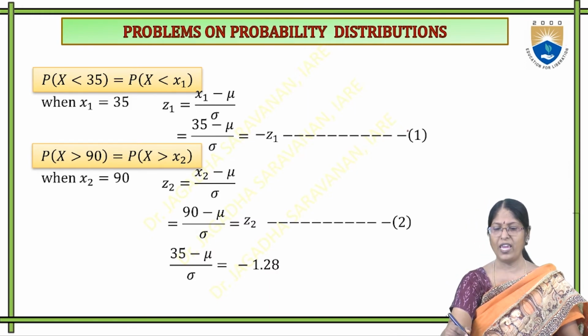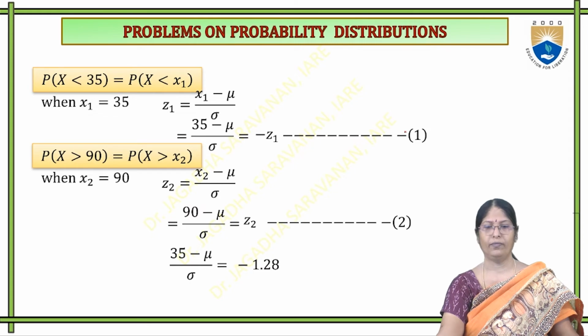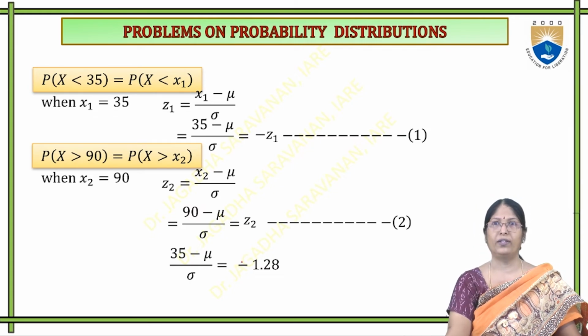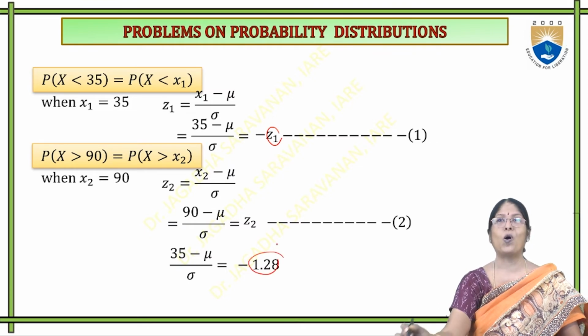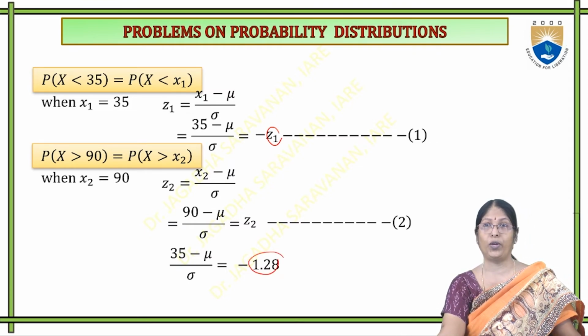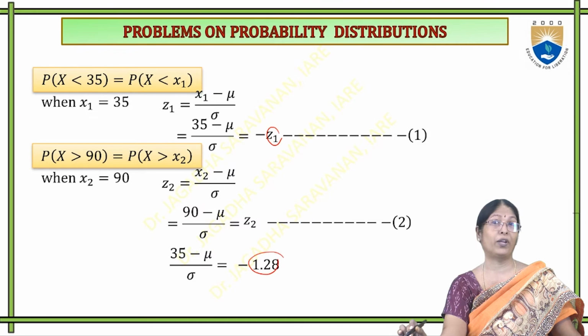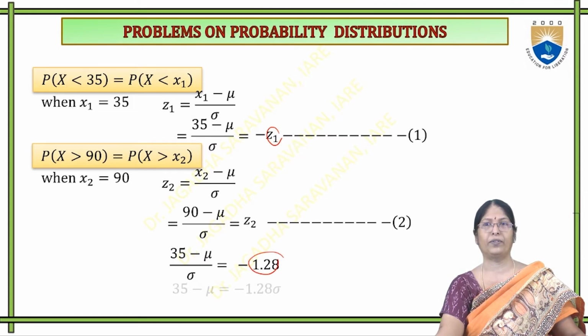Now, this equation 1 we have just written, only the thing is in the z1 place, the point we have taken is 1.28. Suddenly, how is it possible to write this? Based on assumption we have taken this 1.28. For the time being, I'm requesting the students to accept it. Just finishing this, we will come back again to how we have taken that 1.28.